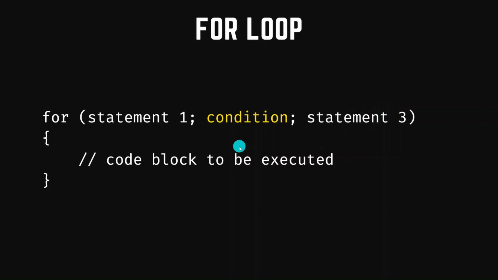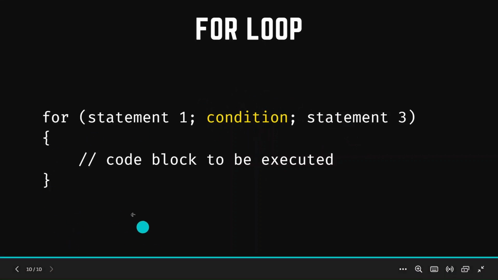So what's going to happen is, in order, statement 1 will be executed. We're going to check the condition, execute the code, and execute statement 3. Then again, we check the condition, run the code, and execute the statement. Condition, code, statement, condition, code, statement, until this condition is false and it gets to the rest of the code.